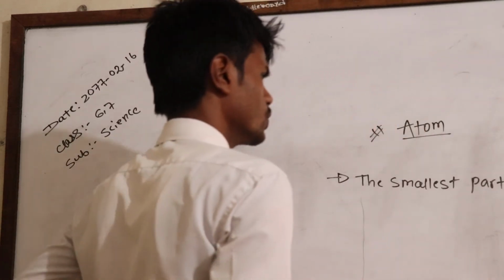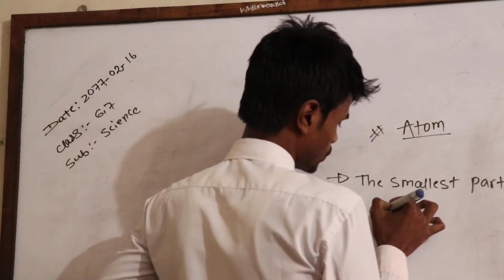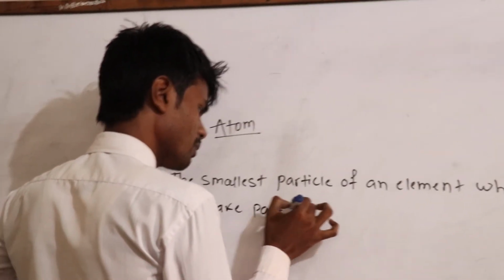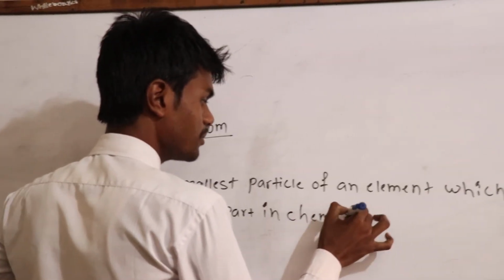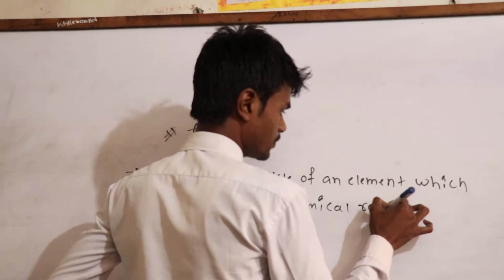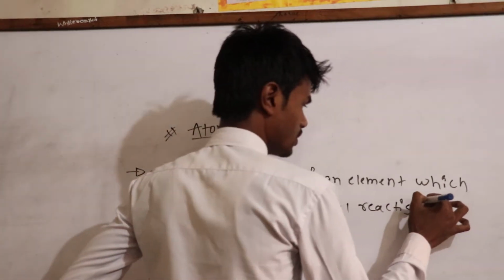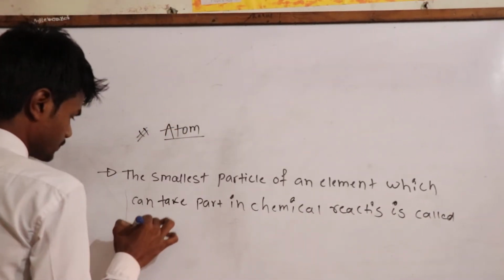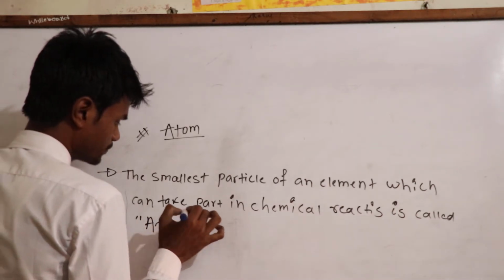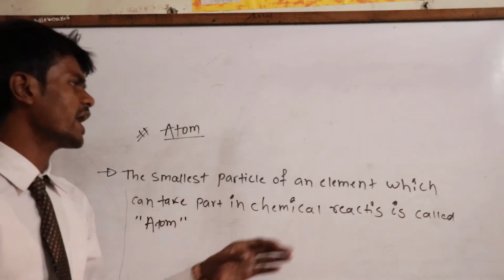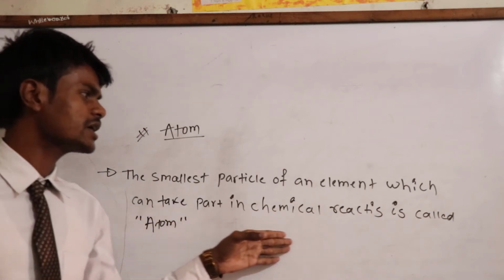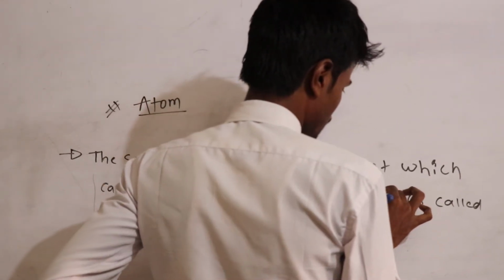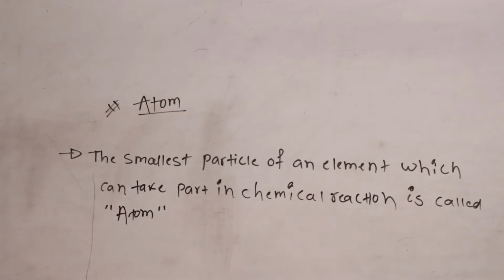The smallest particle of an element which can take part in a chemical reaction is called what? Atom. Again, the smallest particle of an element which can take part in a chemical reaction is called an atom.